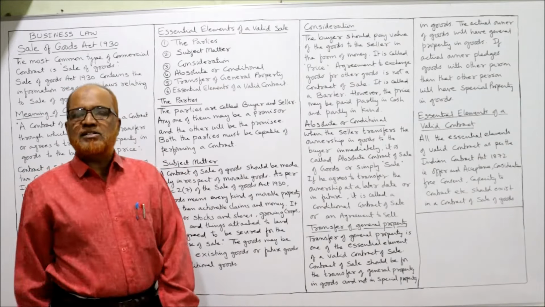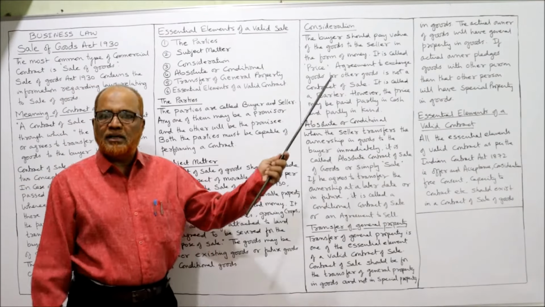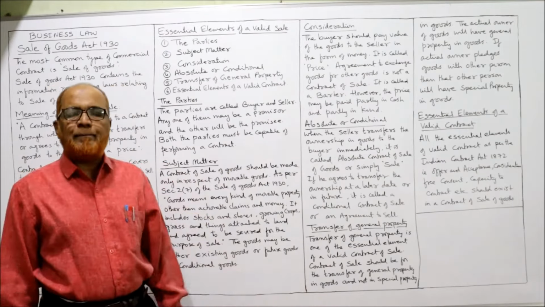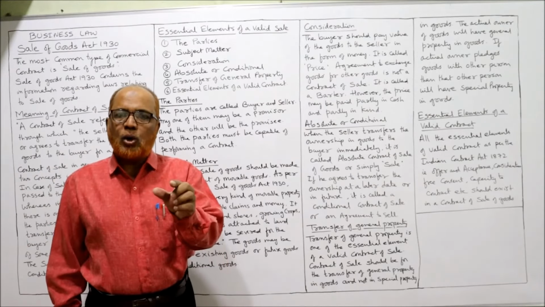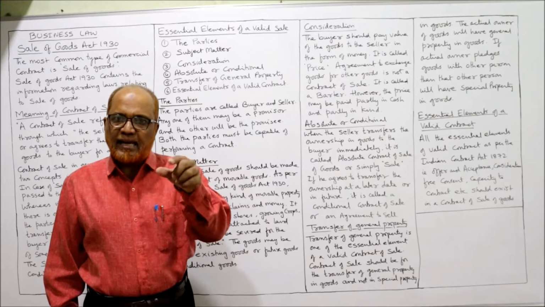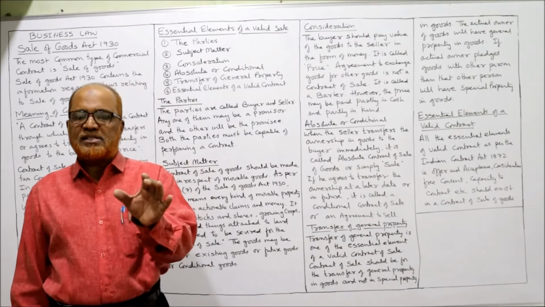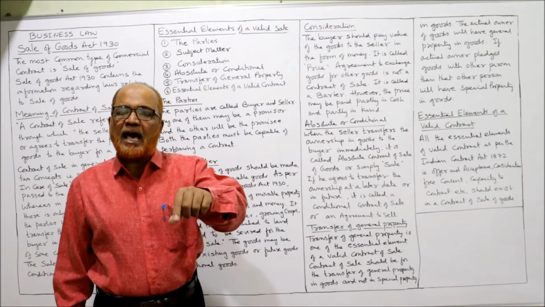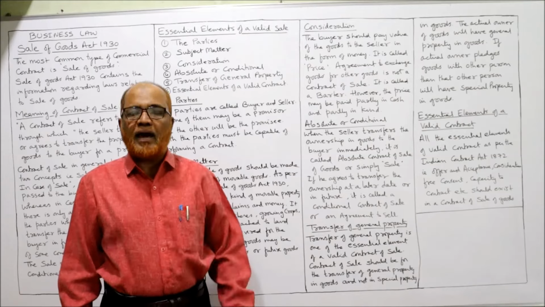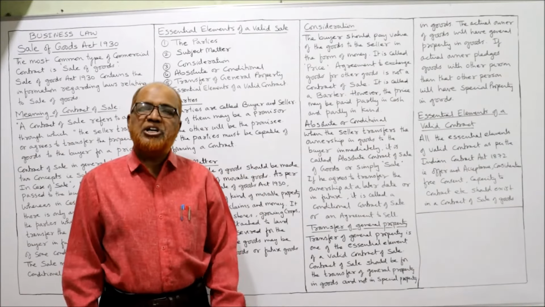So three essential elements are completed. First, the parties. Second, the subject matter. Third, the consideration. Next one is absolute or conditional. The sale includes the existing sale, immediate sale or future sale, because according to the definition of sale of goods, it includes the sale as well as the agreement to sell. Agreement to sell means it is a conditional contract.